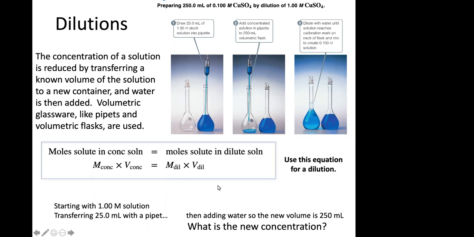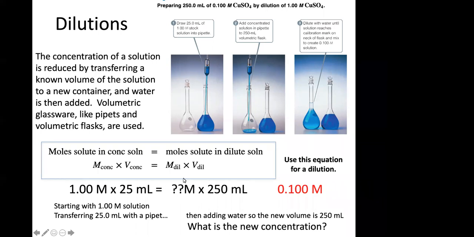Anytime I see a dilution, and we're going to try to practice this in just a second, this is the expression that I'm going to be using. I have information about what I initially have, and I have information after I've transferred it and diluted it. In this case, I initially was transferring a 1 molar solution in that 25 ml pipette. When I transfer it to the new container, it's going to have a volume of 250 milliliters, and I'm going to solve then for what its molarity is.